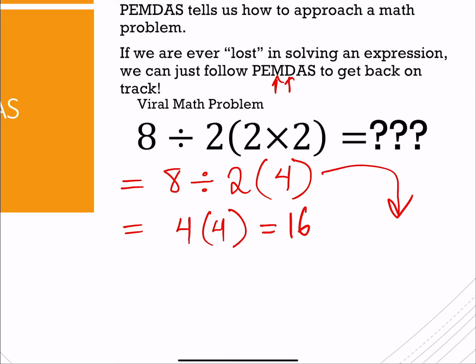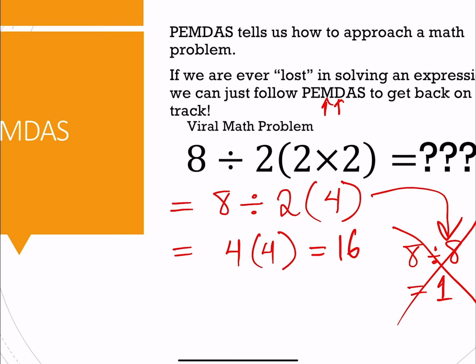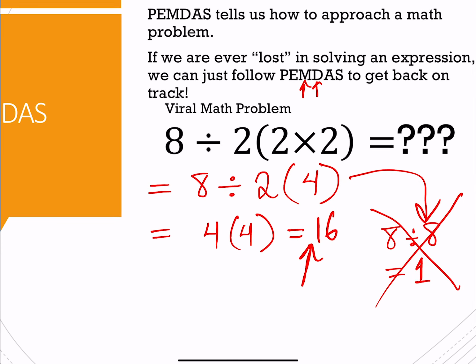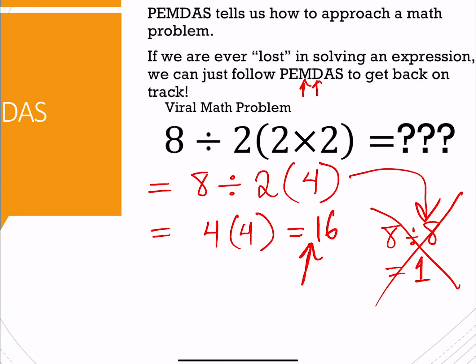Now let's imagine we had done the 2 times 4 first. What would we have gotten? We would have been way wrong because we would have been doing 8 divided by, what's 2 times 4? 8. And then we would have got that equals 1. But no, that's wrong. The correct answer is 16.